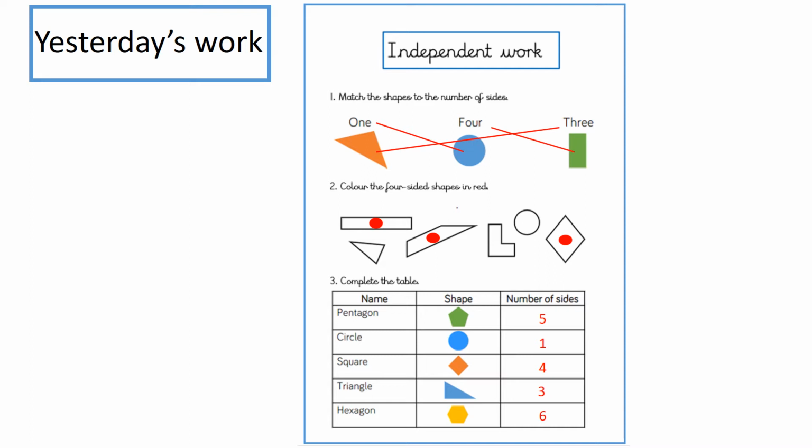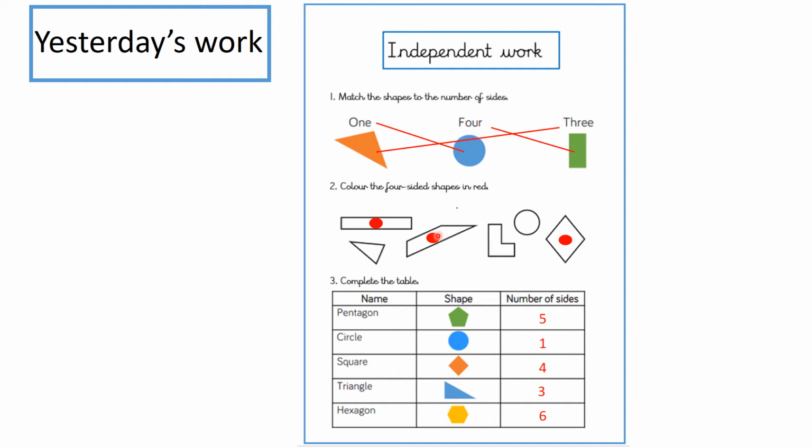Okay, let's have a little look at your work you did yesterday and mark that together. Remember to give yourself a big tick if you got it right, and a C for check if you need to come back to it and fix it later on. So number 1, you were matching the shapes to the number of sides. We should have matched one side to the circle in the middle, 4 sides to the rectangle, and 3 sides to the triangle.